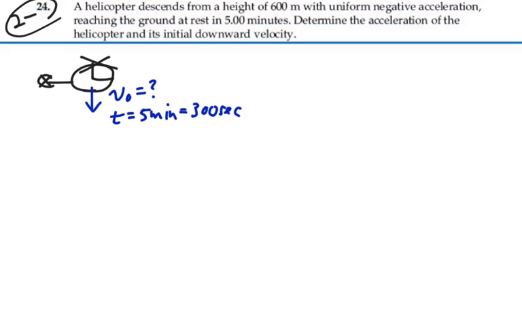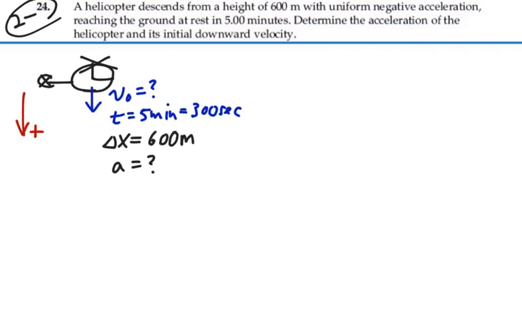Our displacement, since our initial velocity is going down, we are going to define the down direction for everything as our positive direction. So our displacement will be a positive 600 meters as we go down in that direction. We don't know our acceleration, even though we're vertical. It's not gravity because we have the engine working against gravity as well, and in fact we're slowing down as we're going down. So we don't know the acceleration.